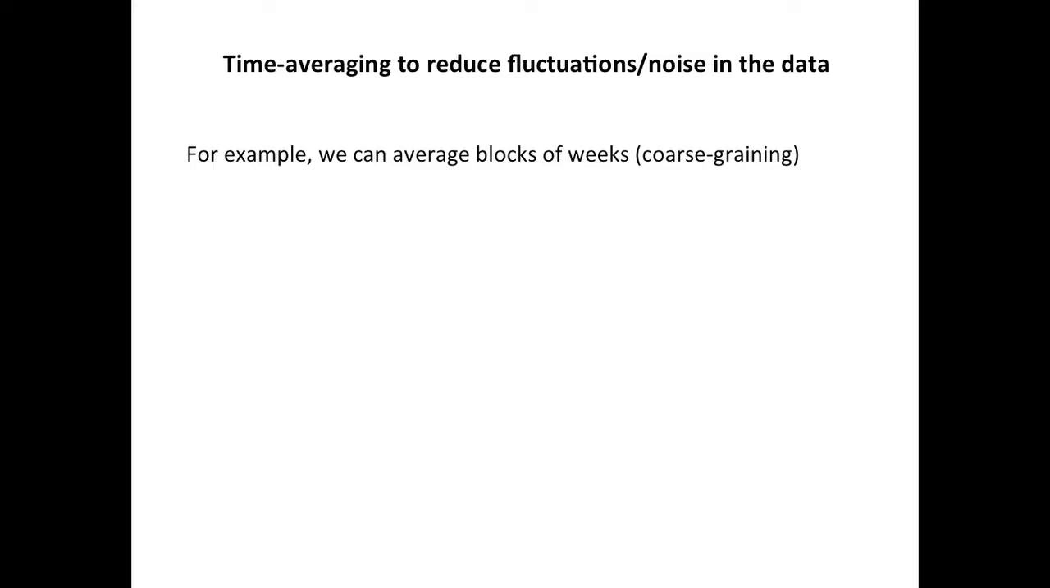So I'm going to show you two different ways we can think about it. The first is how we can take blocks of weeks and average those and get a sparser set of data points which will be smoother. And in physics, actually, we would call this coarse graining. It's like zooming out from a picture.